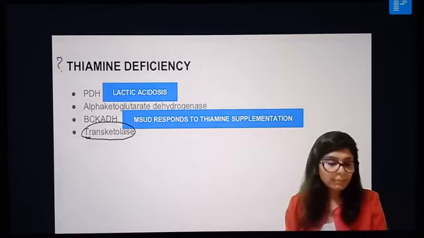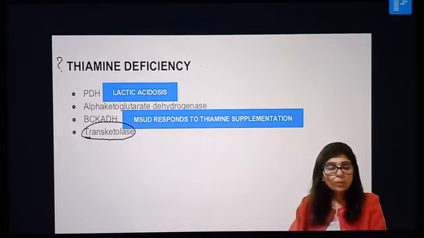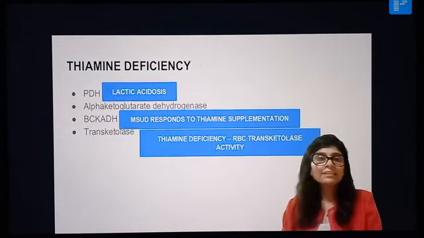Okay. Because transketolase is dependent on thiamine, whenever you suspect thiamine deficiency, all of you tell me, what will you ask for? You will ask for RBC transketolase activity. Are you clear about all these parts?